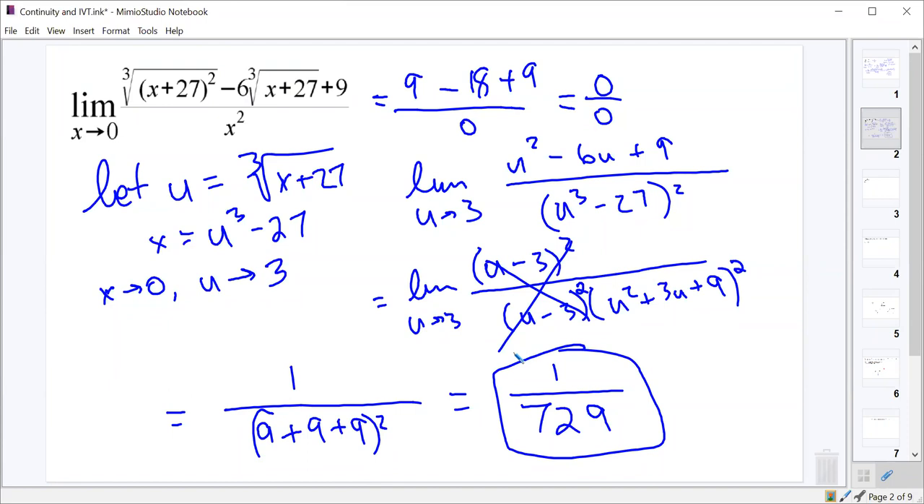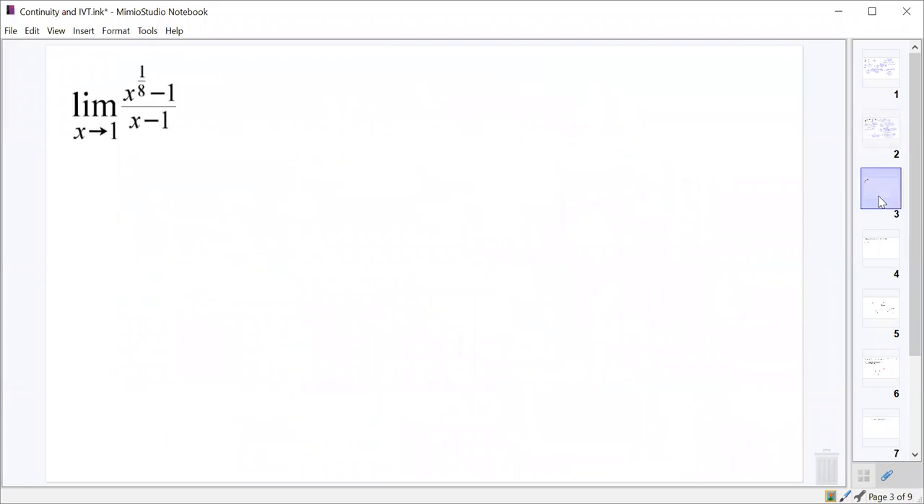Any questions? Everybody feel okay about that one? All right, let's look at another one. It's a limit, so what's the first thing we should do? Plug in x equals 1. Plug in the 1. What do you get if you plug in 1?